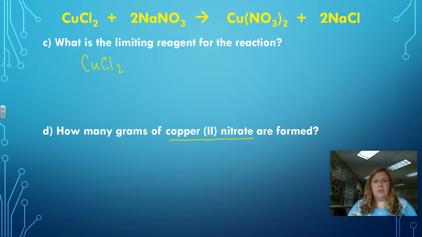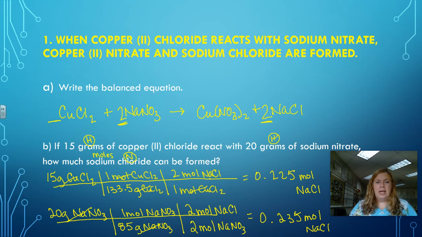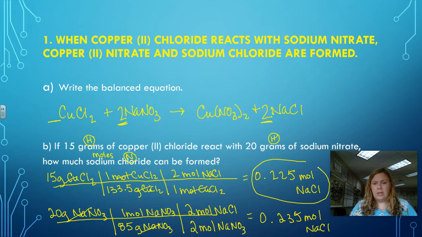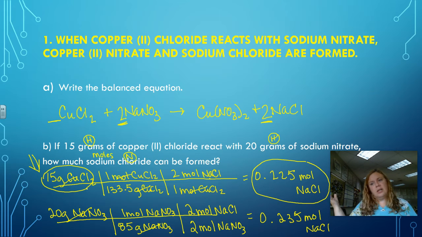Well, this is something new. Now, once I determine my limiting reagent, I have to use that to calculate everything else. So I need to go back up and use this piece of information. Okay, I see this is my limiting reagent, and that comes from 15 grams of copper 2 chloride. So I'm going to use this 15 grams of copper 2 chloride to calculate everything else, because this is like my chips. I can only have 10 chips, so I can only make this much.